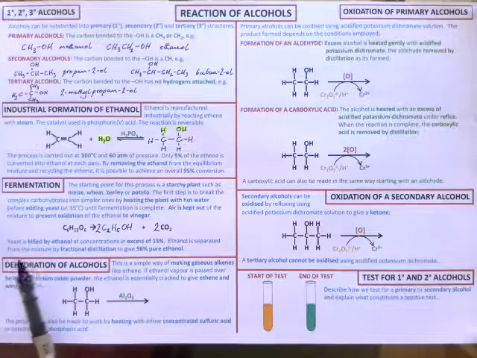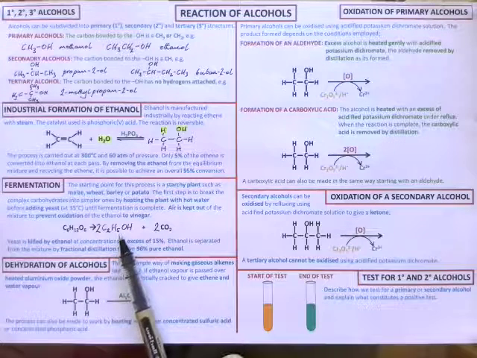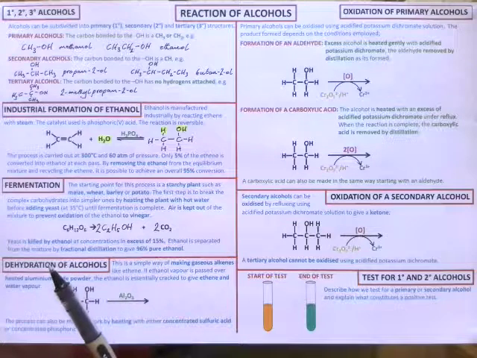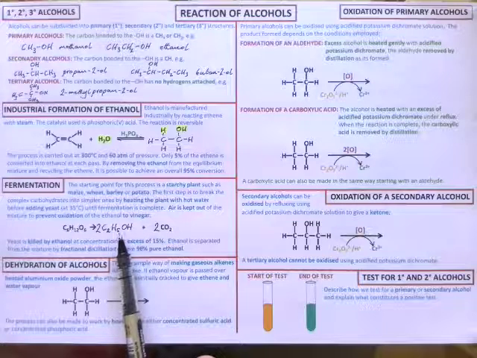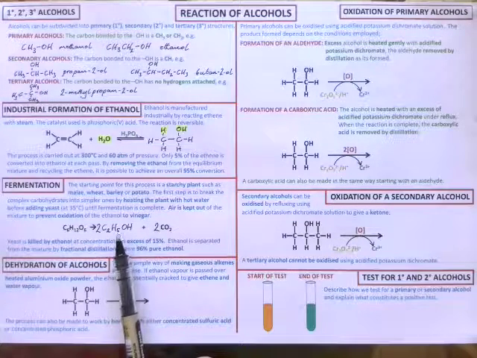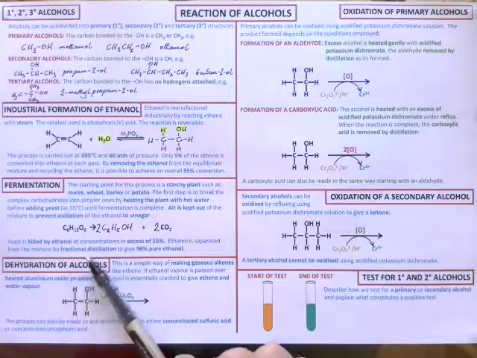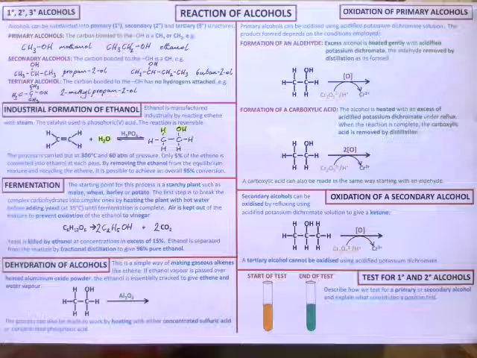Yeast is killed by ethanol at concentrations in excess of 15%. So effectively, once the mixture has produced 15% ethanol, then the yeast gets killed away. So you can't really make the mixture any stronger than that from the yeast mix. If you want to have a drink that's stronger than 15%, then you might want to think about distilling the mixture to give you a stronger drink. And you can get up to 96% alcohol by that distillation process.